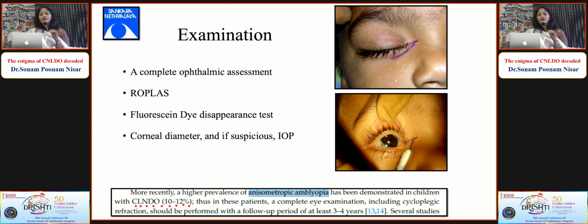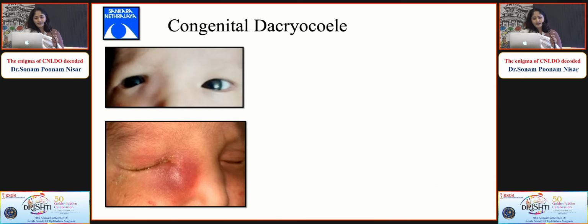Besides that, a lot of studies have also associated CNLDO with anisometropic amblyopia in as high as 10 to 12%. So it is very, very essential when you see a child 6 months or older to do a cycloplegic refraction in order to look for any refractive errors as well.